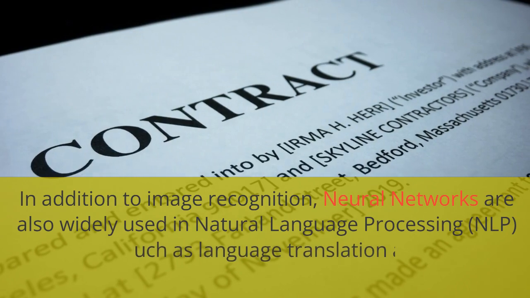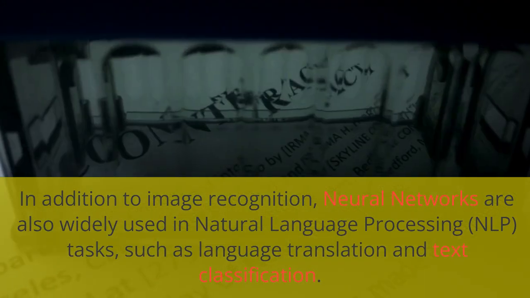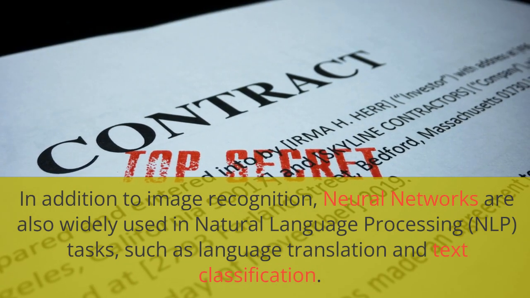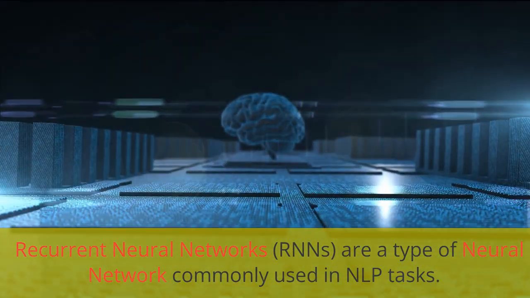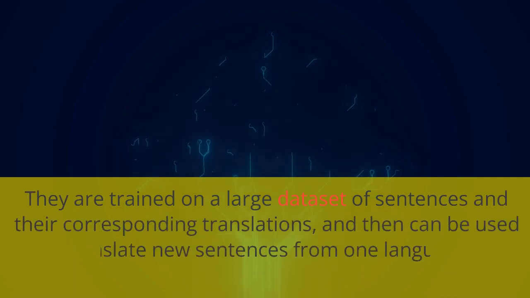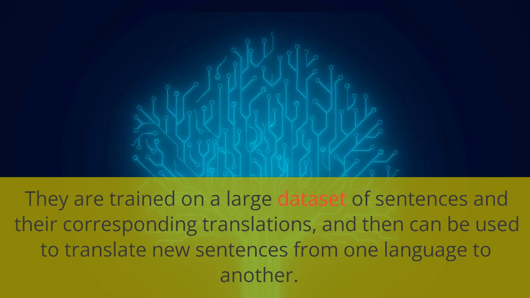In addition to image recognition, neural networks are also widely used in natural language processing, NLP, tasks, such as language translation and text classification. Recurrent neural networks, RNNs, are a type of neural network commonly used in NLP tasks. They are trained on a large dataset of sentences and their corresponding translations, and then can be used to translate new sentences from one language to another.